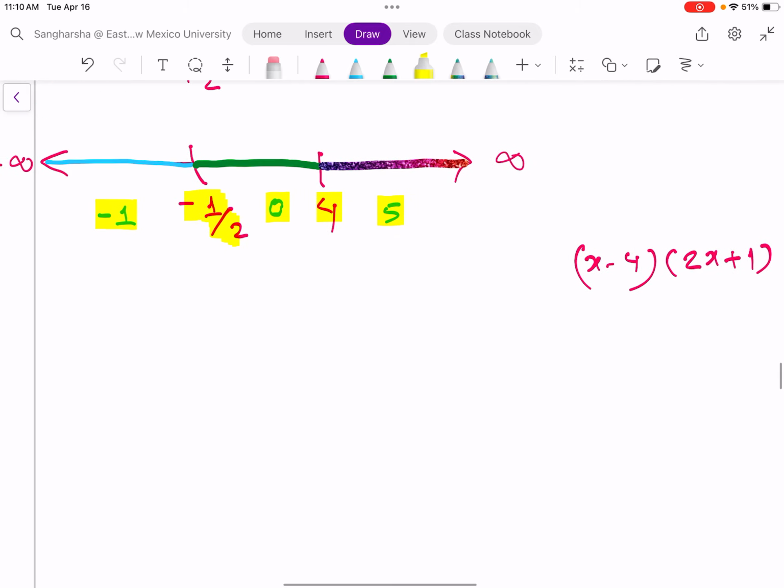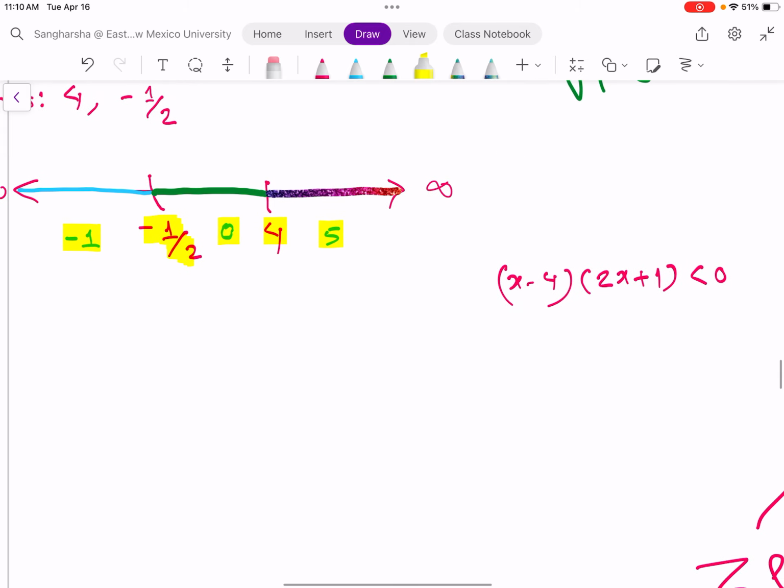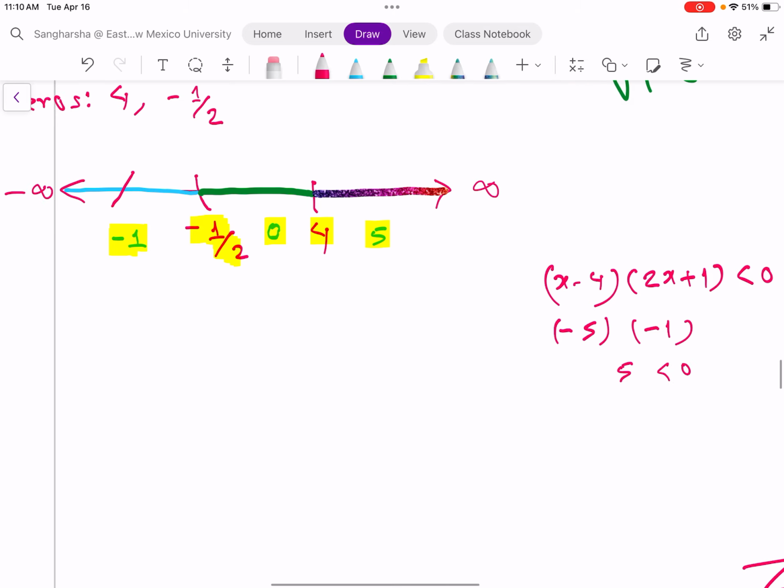Now, for this inequality, is -1 a solution or not? So you substitute -1 for every x in your inequality. Now let's see. -1 minus 4 is -5. 2 times -1 is -2, plus 1 is -1. Now we have -5 times -1, which is +5, less than 0. Is it true or false? False. It means this interval is not a solution.